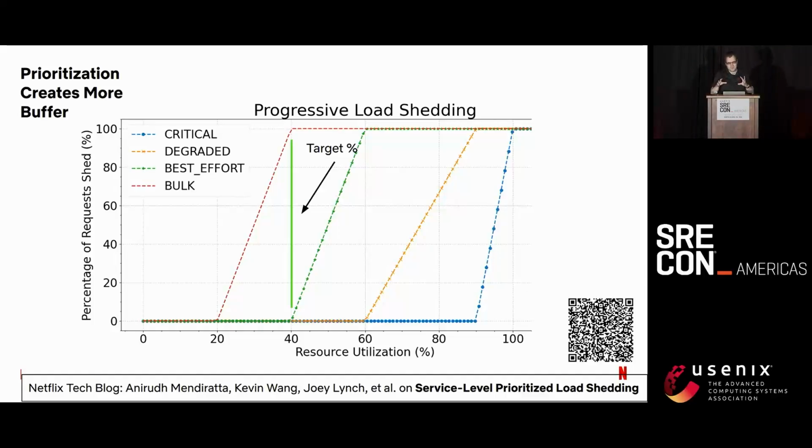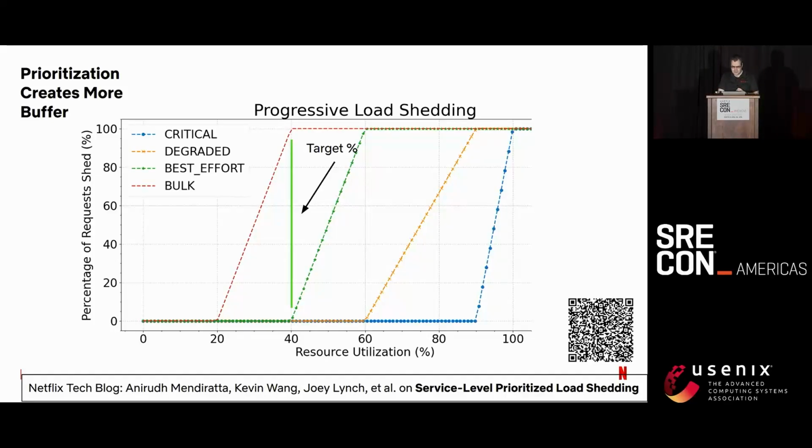And at Netflix, we let people prioritize traffic with a number between 0 and 100. Low numbers are important, just like that Zool example. To make it easy to understand for metrics purposes, we classify those into 4 main buckets. So there's best effort traffic, degraded, and critical. Very little traffic at Netflix is bulk. We wrote a great blog post on this. Anirudh and Kevin knocked it out of the park on how we do this at a service level, prioritized load shedding level.